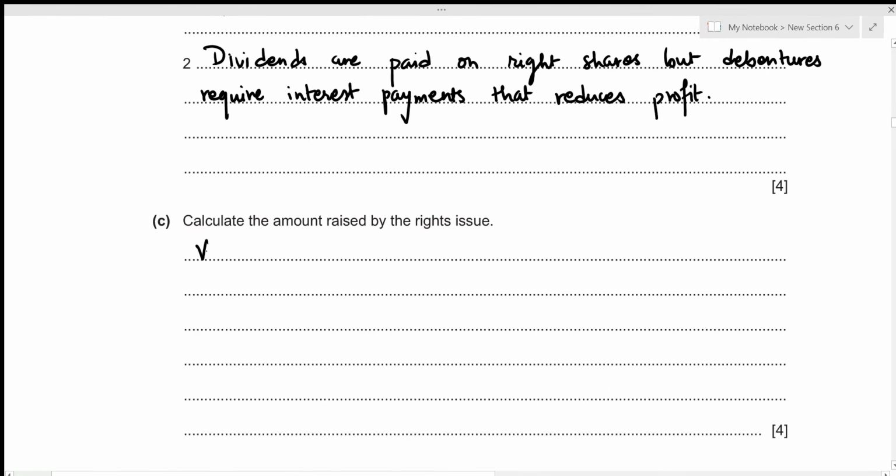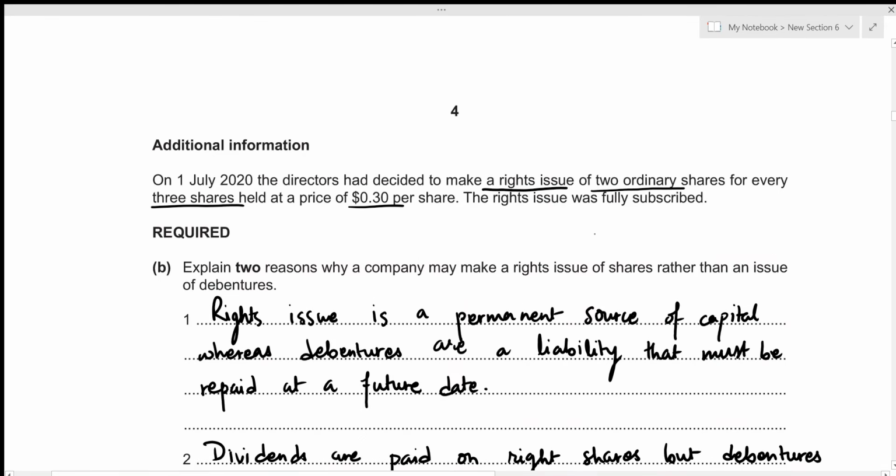So the value of ordinary shares is 500,000. And we're given the additional information relating to the rights issue that they made the rights issue of 2 ordinary shares for every 3 shares held at a price of 0.30.